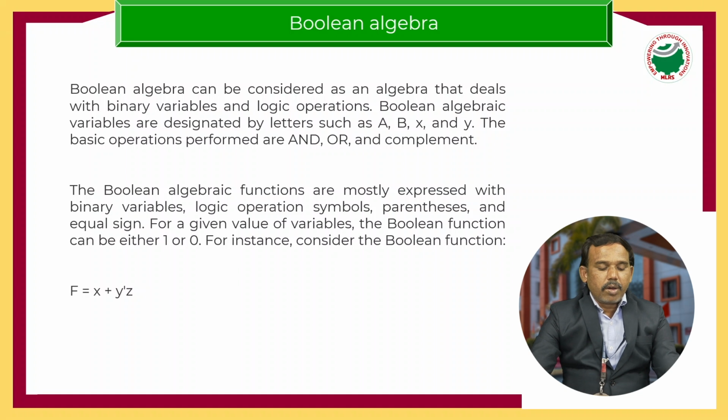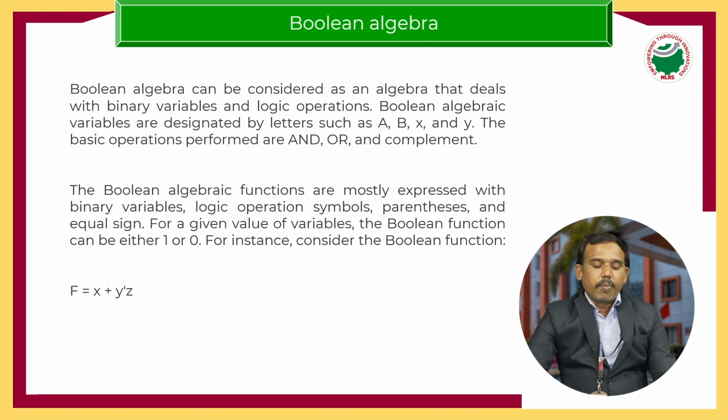So the next topic is Boolean algebra. Boolean algebra can be considered as an algebra that deals with binary variables and logic operations. Boolean algebra variables are designated by letters such as capital A, B, X and Y. The basic operations performed are AND operation, OR operation and complement. The Boolean algebraic functions are mostly expressed with binary variables, logic operation symbols, parentheses and the equal sign. For a given value of variables, the Boolean function can be either 1 or 0.